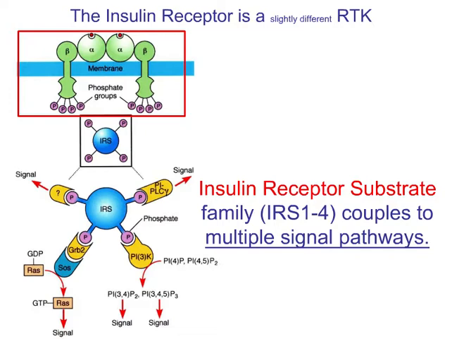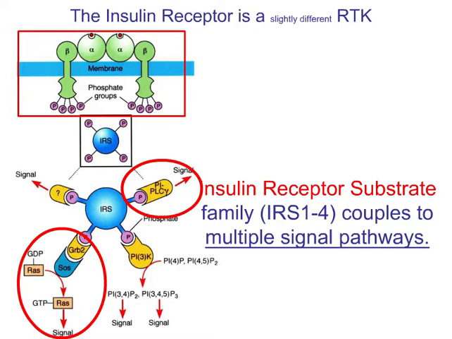to multiple signal cascades. The insulin receptor substrate proteins can couple to the Ras MAP kinase cascade to stimulate cellular proliferation, to a phospholipase C pathway to generate second messengers like diacylglycerol and IP3, or to the PI3 kinase AKT pathway.